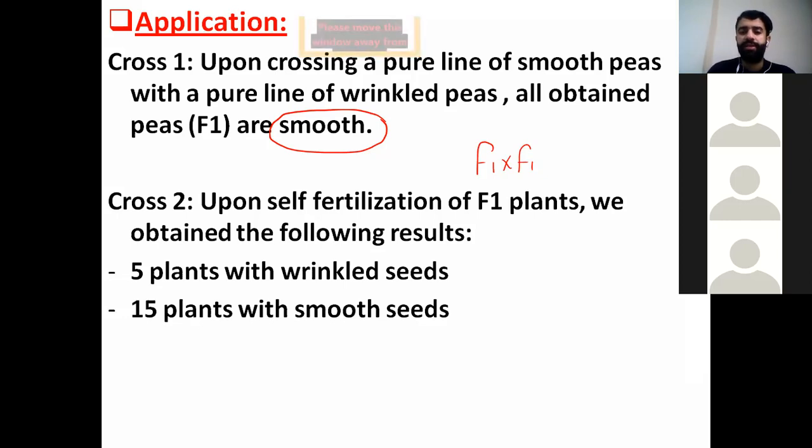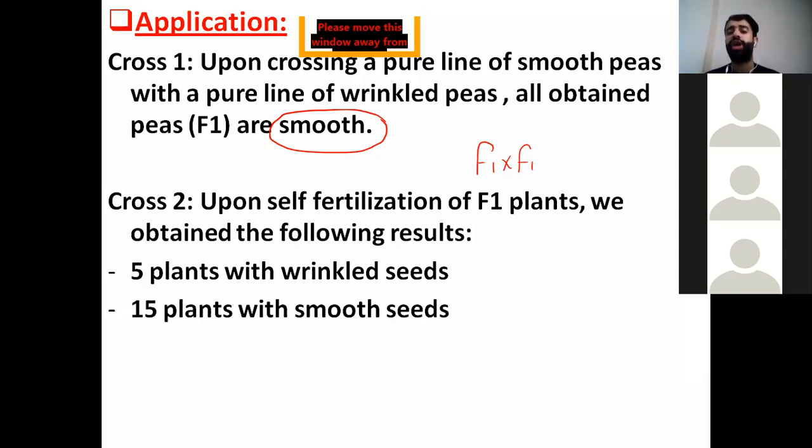First of all, pay attention. In cross 1, we cross a pure line of smooth peas with a pure line of wrinkled peas. All the obtained are smooth. The question is, what can you deduce from this cross? Since all the F1 are smooth, like one of the parents, the smooth allele is dominant over the wrinkled allele, which is recessive. And you have to mention the allele.